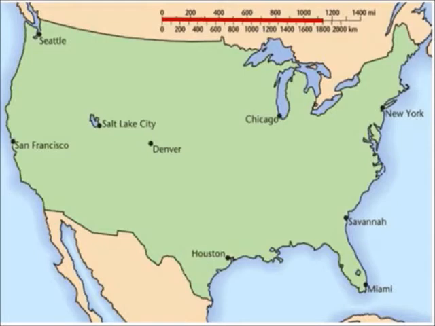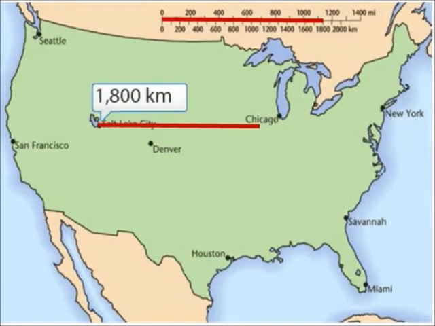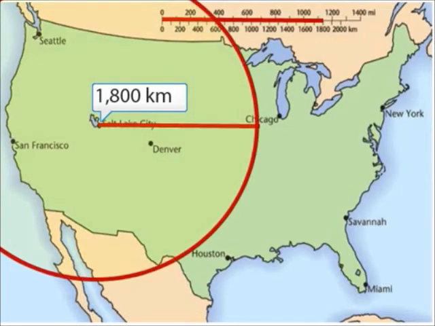Now I'm going to take that line and I'm going to bring it down here to where Salt Lake City is. Okay, just done that. See that line? That's 1,800 kilometers. I've labeled it. Now if I were to draw a circle around Salt Lake City that's exactly 1,800 kilometers in radius, like I've just done there, then anywhere on that circle we could have had the earthquake. We don't know where, but anywhere on that circle we could have had it.